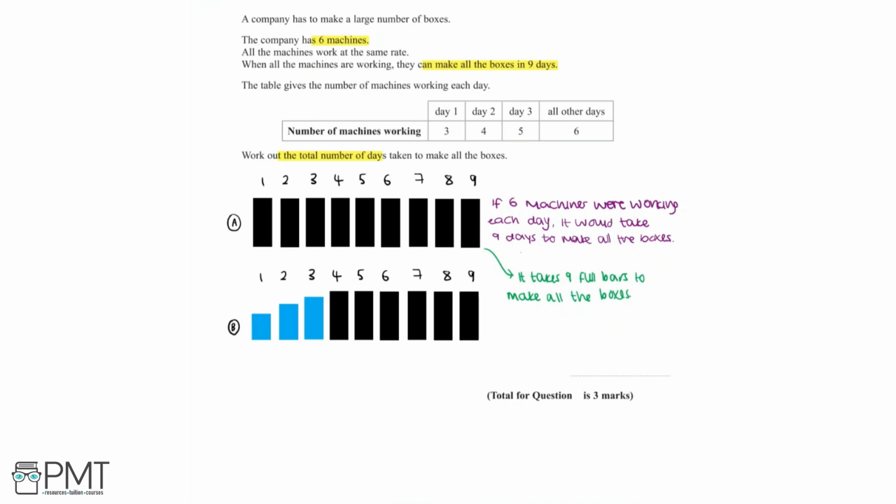Now let's take a closer look at days 1 to 3. On day 1, we have 3 machines working, and so the power is half as much. On day 2, we have 4 machines working, and on day 3, we have 5 machines working. And so we can say that these 3 days have 12 machines working in total, because 3 plus 4 plus 5 is equal to 12. And so if we merge these 3 days together, we can say that we have a power of 12. Now if each full bar has a power of 6, we can say that these 3 days, which have a total power of 12, is equivalent to 2 full bars.